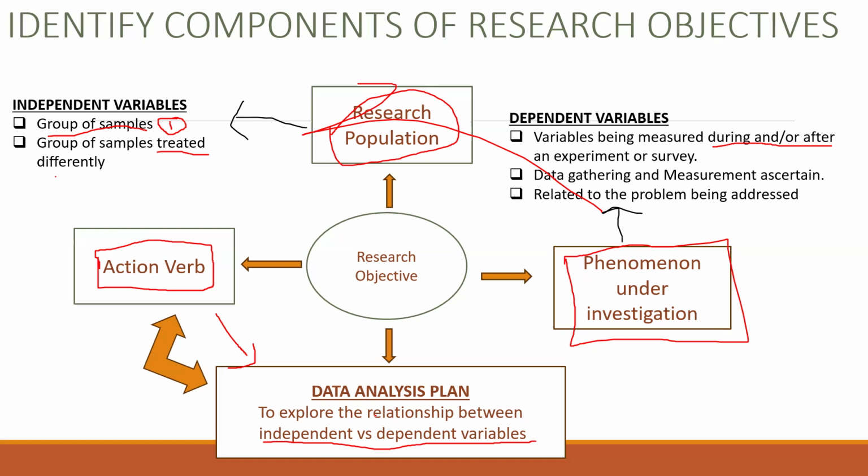So your action verb must link to your data analysis plan, which must also talk to the relationship between your dependent and independent variable. Like I've just said, if I want to look at different treatments and the dependent variable, if there's an association, I can use correlation, right? If I want to see how different treatments associate, I can use regression. I want to see how different treatments associate, you can use chi-square.